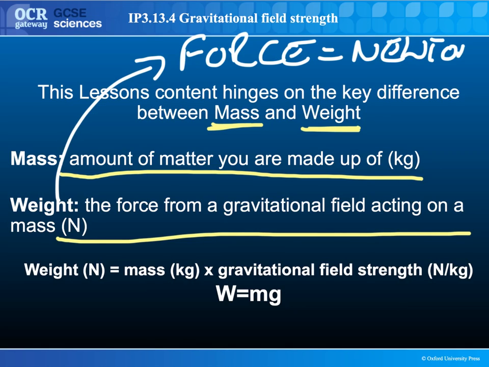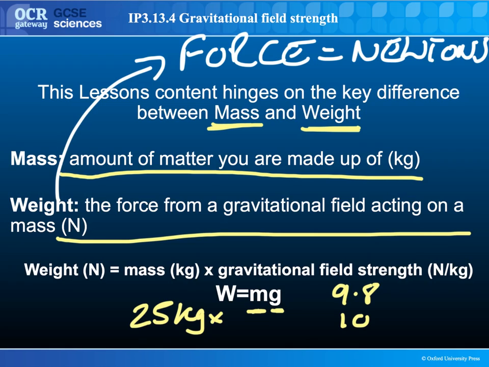In order to find out your weight, you have to take your mass and multiply it by gravity on the planet or the body that you're on, which on Earth is 9.8. We approximate that to 10, and that gives you your weight. So basically speaking, your weight is 10 times your mass in kilograms. So if you weigh 25 kilograms and we assume gravity to be 10, then that will give you a weight of 250 newtons.